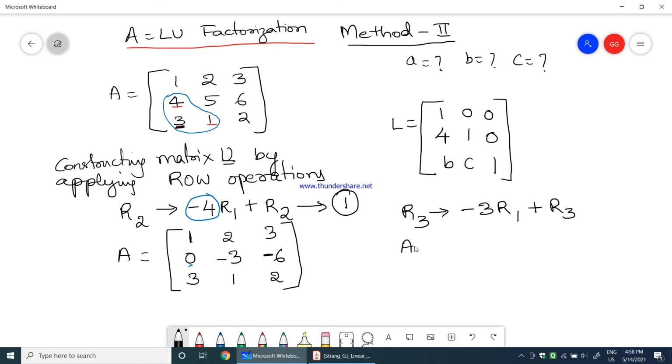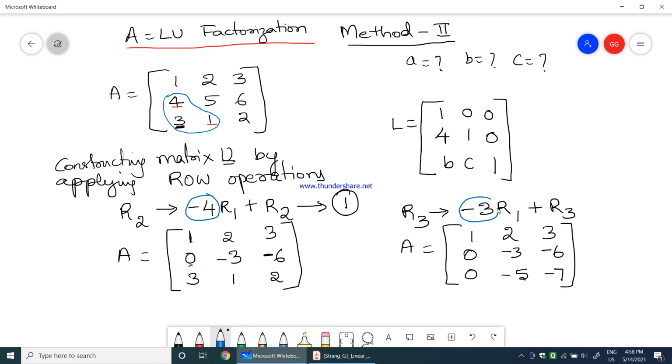Therefore, A equals now, this is 1, 2, 3. Keep the second row as it is: 0, -3, -6. So this element, whatever we have, -3 into 1 plus 3 will become 0. -3 into 2 is -6 plus 1 will become -5. Then -3 into 3 is -9 plus 2 will become -7. Now we took a factor -3 to get this element 0.